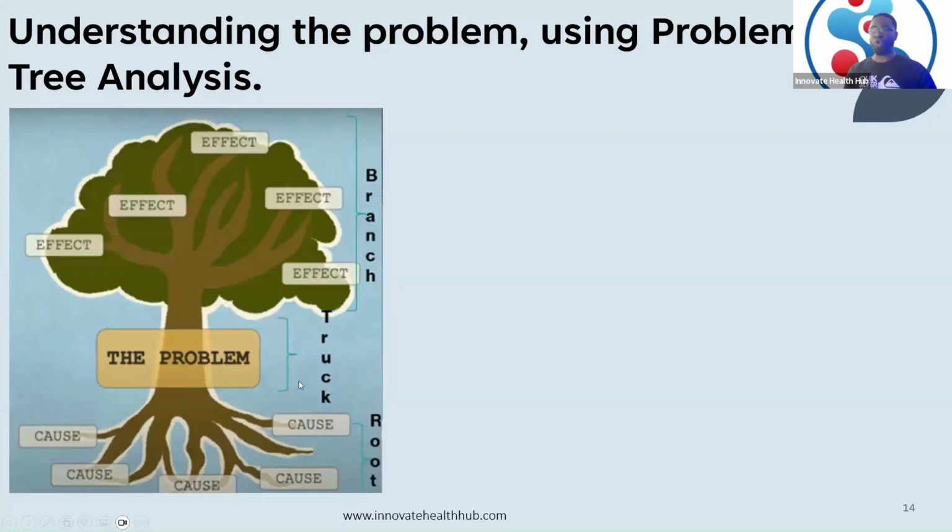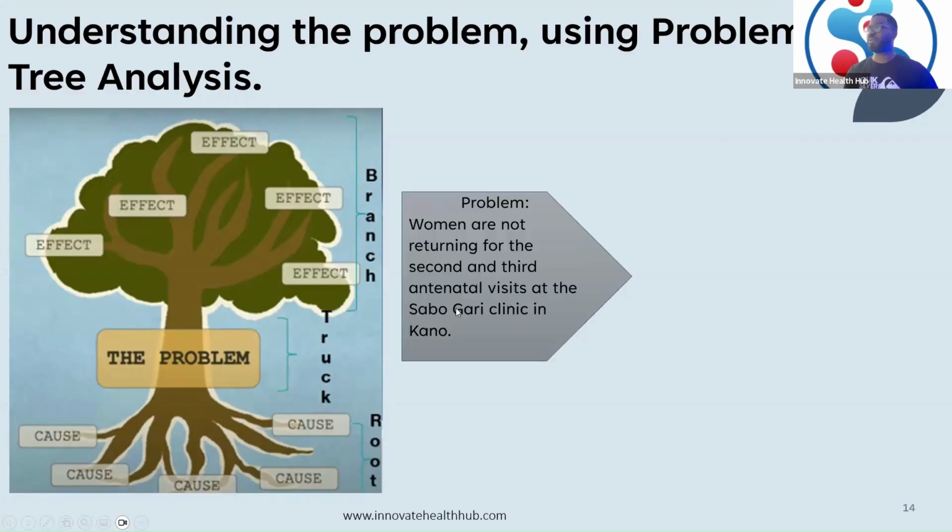Then the problem itself is your trunk, and then you have the branches, which are, of course, the impact. We're going to see an example here. Let's assume we have a problem. I work in low resource settings. It's not necessarily in Africa, but Africa, of course, the Middle East, and I also support some projects around Southeast Asia, and these are low resource.